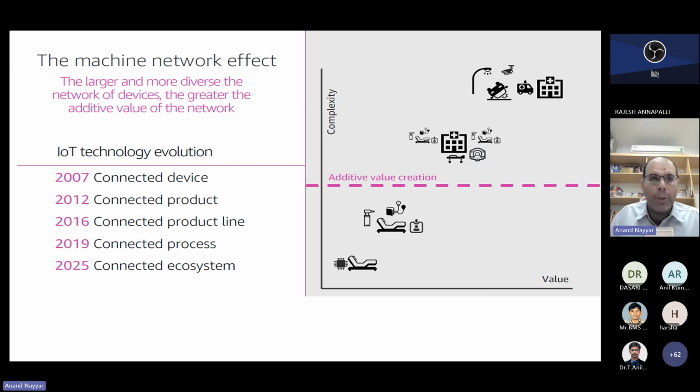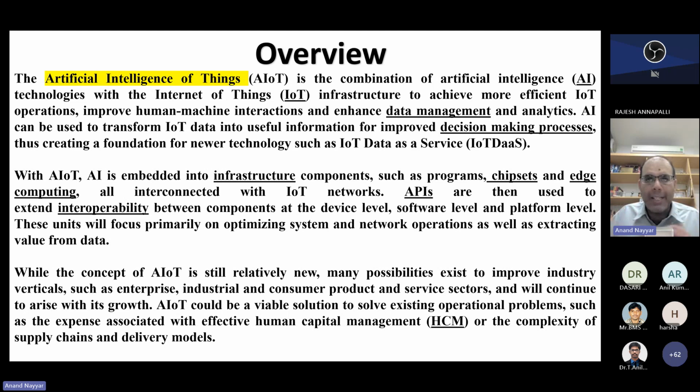So this is what you can say if you talk of the machine network effect. It all started with the IoT evolution when we talk of 2007 as connected devices. After that, the products, then product line, process. But by 2025, everybody, as I have already told you, it will be a completely connected ecosystem, which means a combined ecosystem in terms of customized Internet of Things. So artificial intelligence of things, everybody, is a combination of AI in terms of cloud computing, edge computing, and language models with IoT, so that we can improve IoT operations, improve human to machine interactions, and enhance data management.